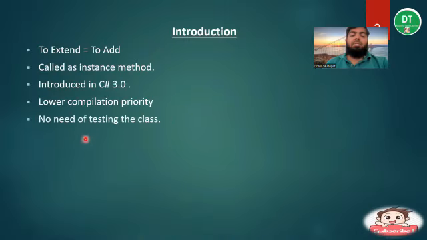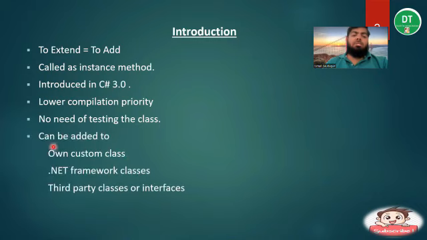So we are adding an extension method to the existing class without modifying the code. So there is no need of testing the existing class to which we are adding extension methods. Extension methods can be added to our own custom classes or .NET Framework classes or third-party classes. Own custom classes means the classes which we create in our project for our usage, which are not already present in the .NET Framework. We can also add extension methods to existing .NET Framework classes like string class, integer class.